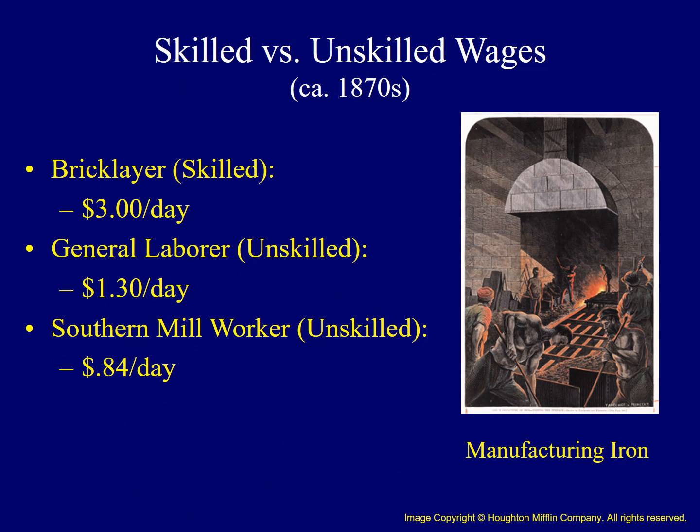There was a wide range of wages for skilled versus unskilled workers in the late 1800s. A skilled worker, like a bricklayer, might earn $3 a day. An unskilled worker, just a general laborer, would earn less than half of that at $1.30 a day. The lowest wage workers were southern mill workers, earning 84 cents a day.